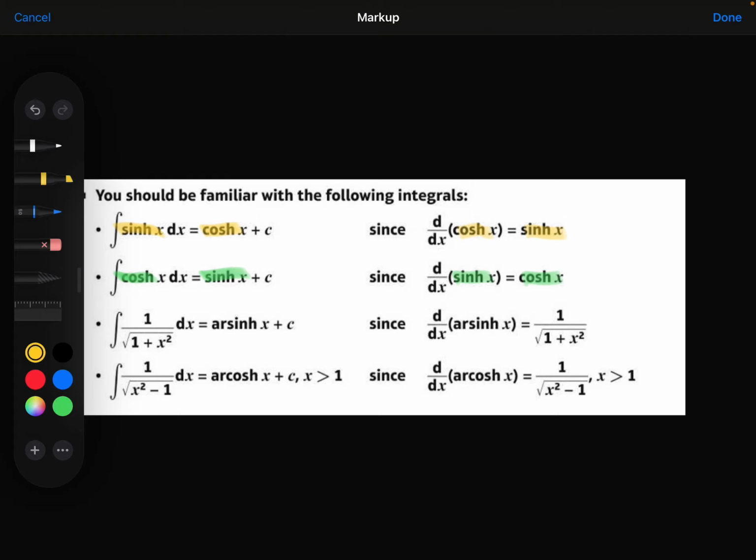We also saw that when you differentiate sinh⁻¹ x, you get 1 over the square root of 1 plus x squared, which means that when you integrate 1 over the square root of 1 plus x squared, you're going to get sinh⁻¹ x. And finally, we also saw in the last video that when you differentiate cosh⁻¹ x, you get 1 over the square root of x squared minus 1, which must mean that when you integrate 1 over the square root of x squared minus 1, you're going to get cosh⁻¹ x.